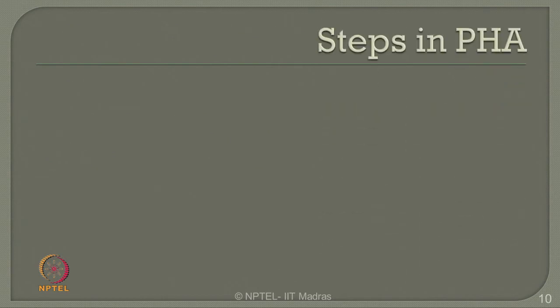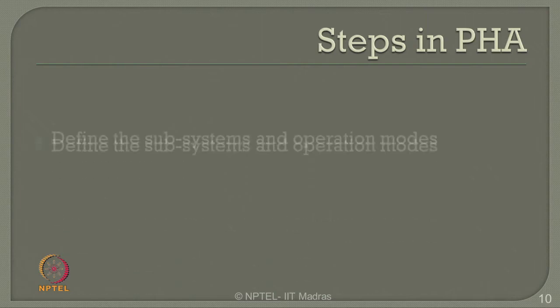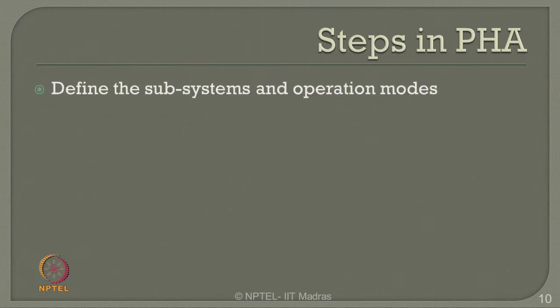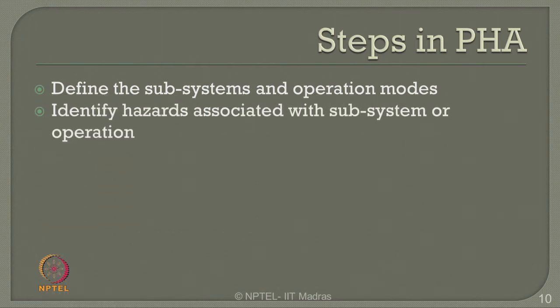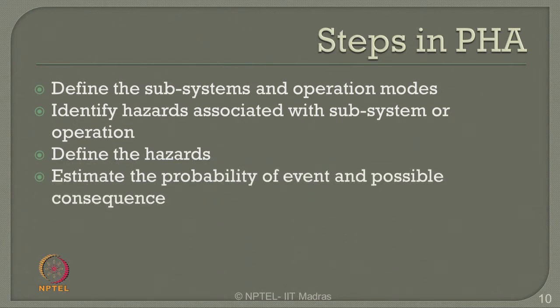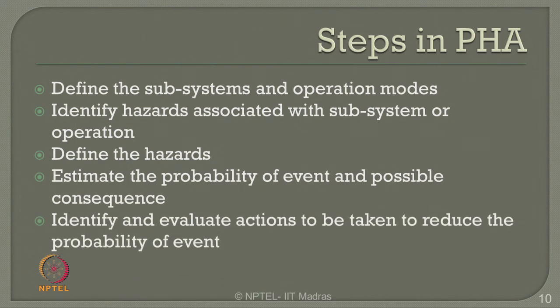Now, what are the steps involved in carrying out preliminary hazard analysis? You have to define the subsystem and the operational modes of the plant. One should identify hazards associated with the subsystem or operations. Define the hazards very clearly that arise during the process. Estimate the probability of events and possible consequences that arise from these events, and therefore, finally identify and evaluate actions that are to be taken to reduce or mitigate or eliminate the probability of occurrence of such events.